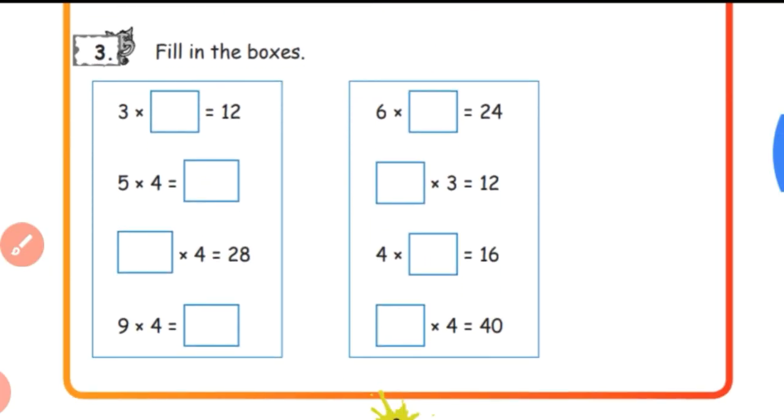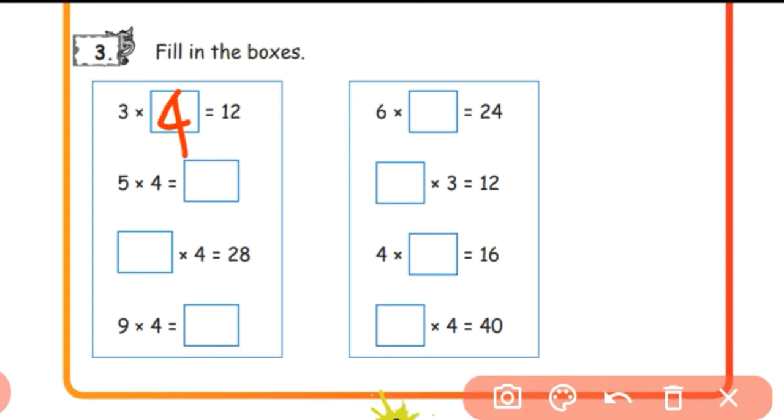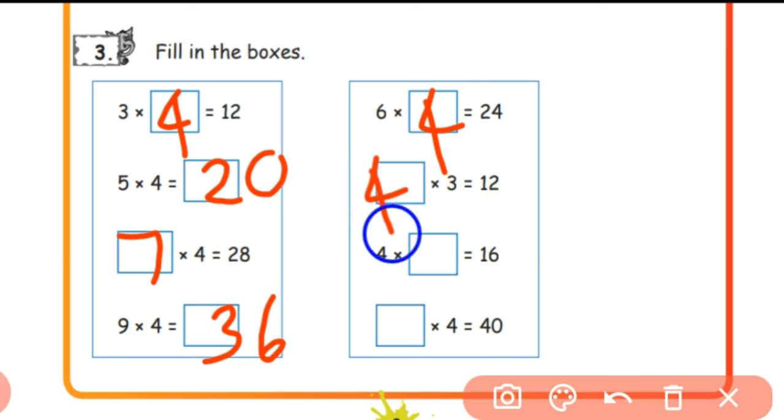Fill in the boxes. 3 into 4 is equal to 12. 5 into 4 is equal to 20. And 7 into 4 is equal to 28. 9 into 4 is equal to 36. 6 into 4 is equal to 24. 4 into 3 is equal to 12. 4 into 4 is equal to 16. 10 into 4 is equal to 40.